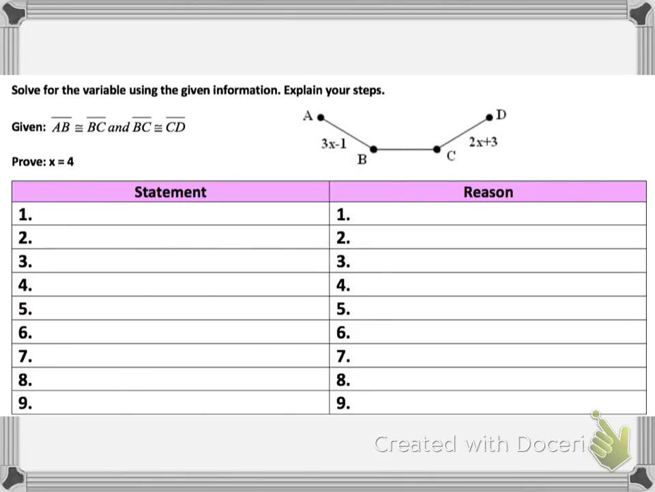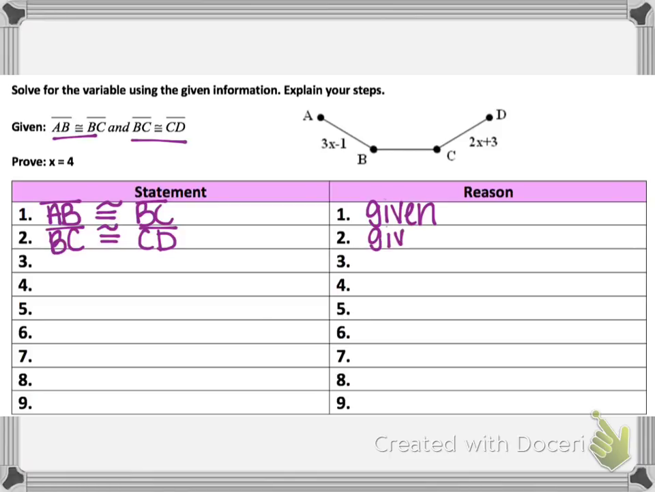So remember, every single proof starts with given. This time we have two different givens. So I'm going to start with AB is congruent to BC. And that is given to me. And then I am also given that BC is congruent to CD. Now here at the end, I'm trying to prove that x equals 4. So that's what's going to go down there at the bottom.